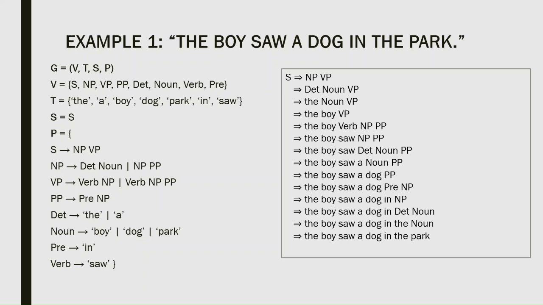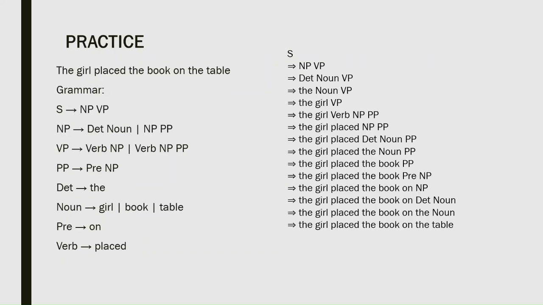Then PP, the preposition phrase, is preposition NP. So in is a preposition, and again NP can be divided into determiner and noun. The will come there and noun can be park. So this is how you derive the context-free grammar derivation for a particular sentence. You can practice this also. One more example is given.